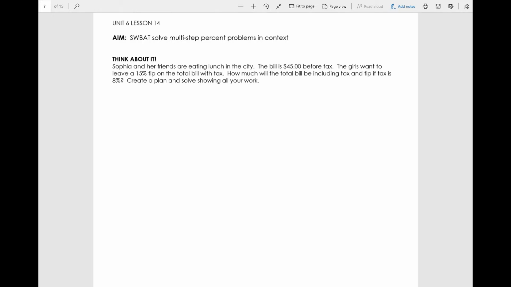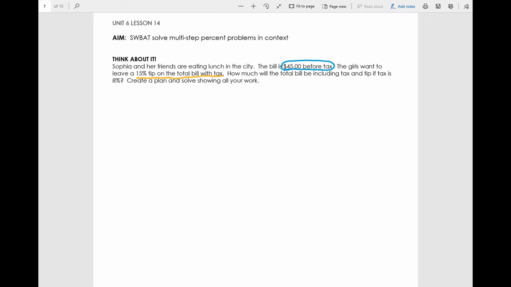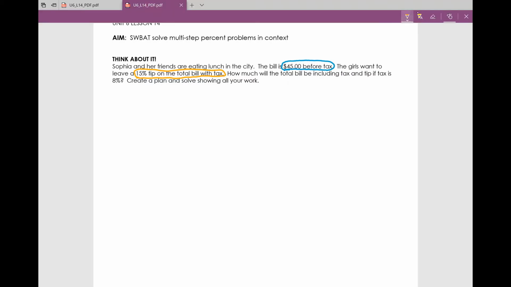Okay, so let's see what we know. We know that the bill is $45 before tax. We also know that the girls want to leave a tip of 15%, and that's going to be on the bill with tax. Then it says that the tax is 8%, so let's also circle that. Tax is 8%.